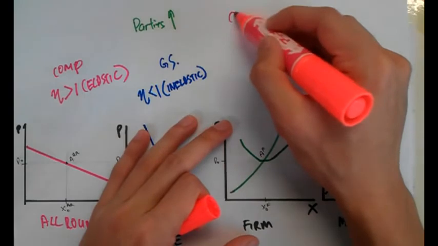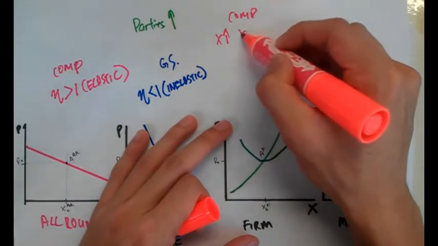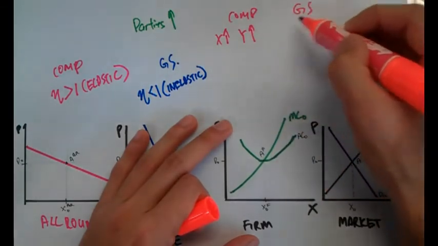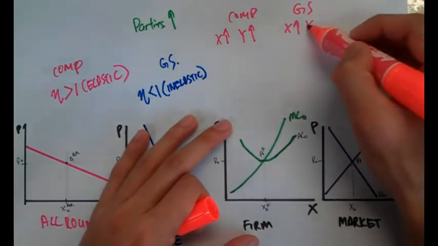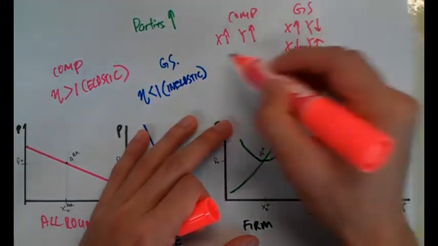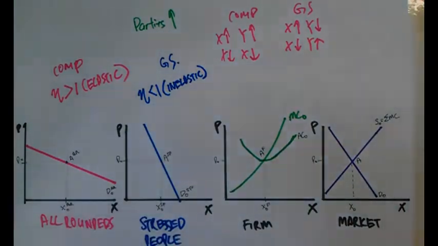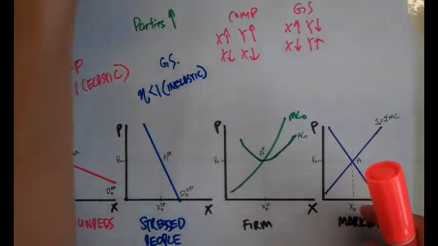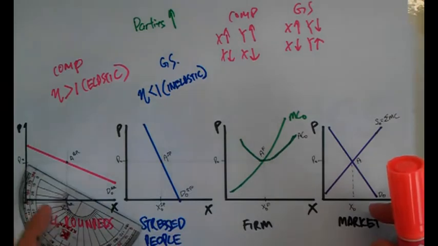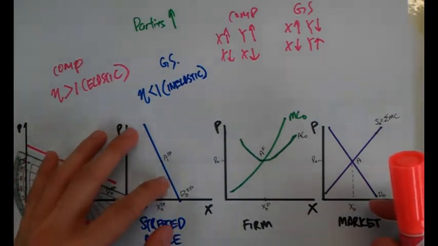For complements, if the demand for good X goes up, demand for good Y goes up. For gross substitutes, the demand for good X goes down, the demand for good Y goes down, and the other way around. Same for this one as well. So now we know that we're going to do our shifting. We're going to shift this one inwards, and we're going to shift this one outwards.